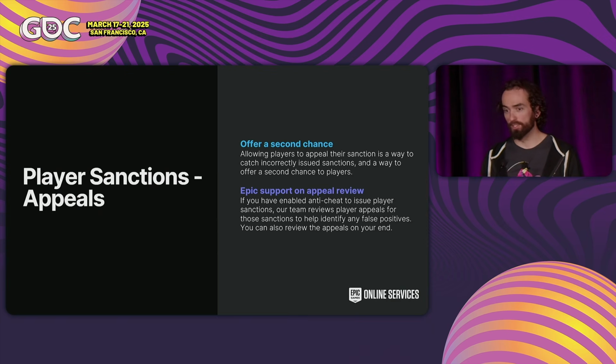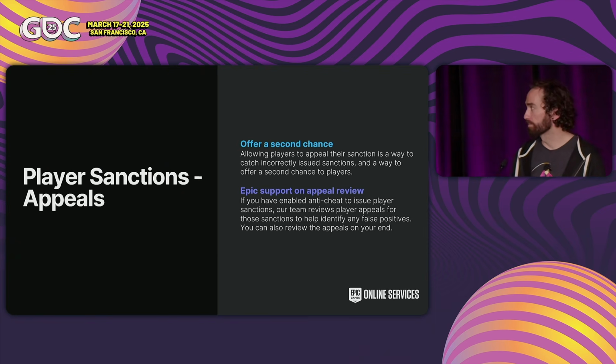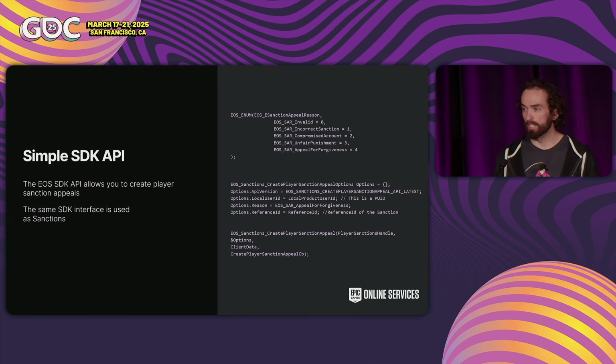So we offer an appeal functionality to give your players a second chance, or also to catch incorrectly issued sanctions. For Epic, all appeals that are for sanctions that were generated by anti-cheat are reviewed by us to make sure that anti-cheat isn't creating any false positives. The SDK is super simple to integrate. Unlike sanctions, you can create sanction appeals using the SDK.